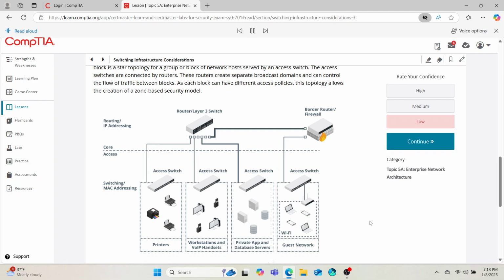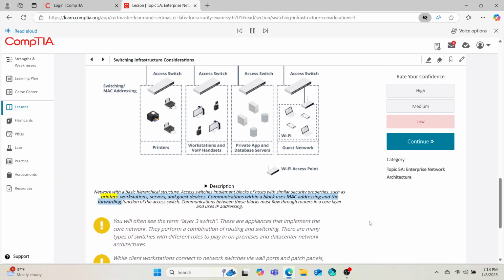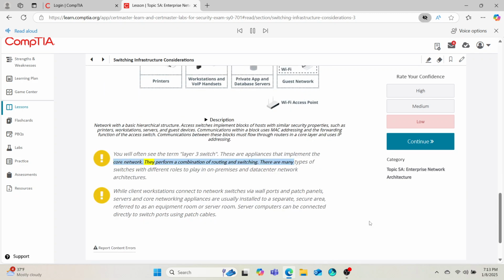Access switches implement blocks of hosts with similar security properties, such as printers, workstations, servers, and guest devices. Communications within a block use MAC addressing and the forwarding function of the access switch. Communications between these blocks must flow through routers in a core layer and use IP addressing. You will often see the term Layer 3 switch. These are appliances that implement the core network. They perform a combination of routing and switching.